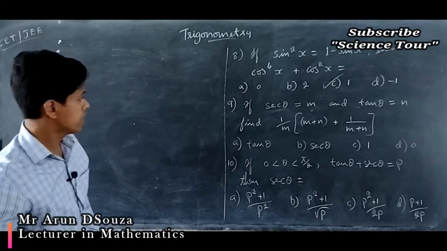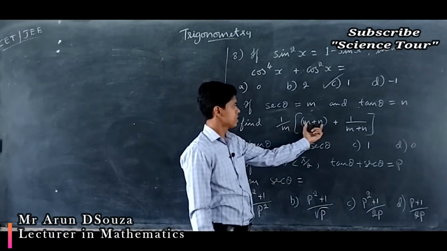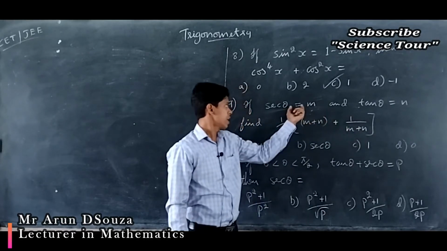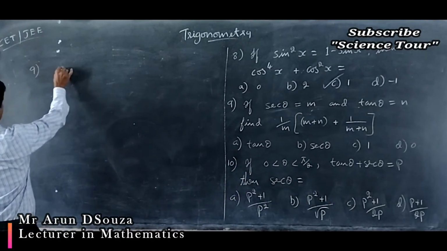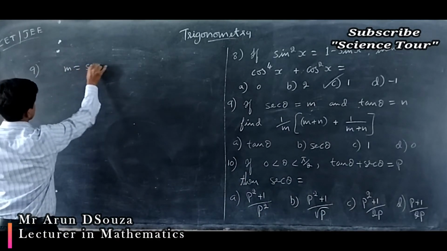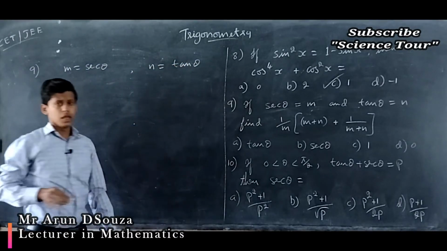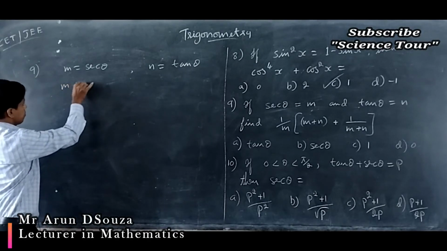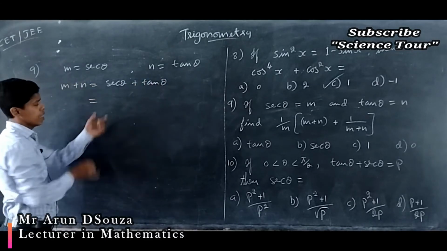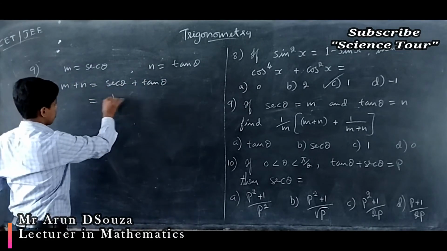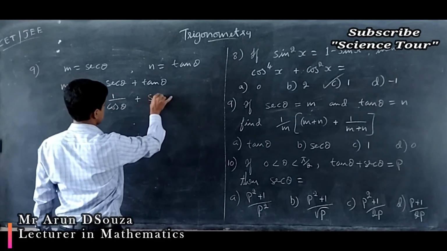9th question and 10th question are similar. I'll tell you how. See, you have m plus n here, m plus n here. So let me find what m plus n is. m is secant and n is tangent. Now what is m plus n? That is secant plus tan. Now I'll write that in the simplest form, 1 by cos, basic form. And what is tan? Sine by cos, obviously.